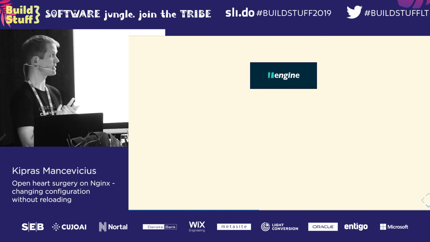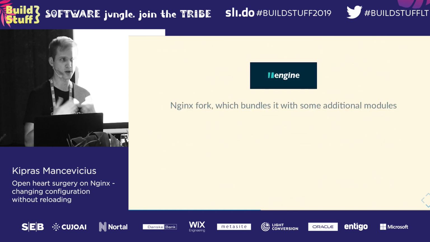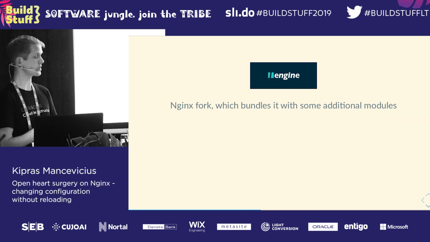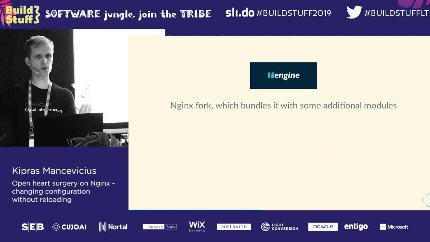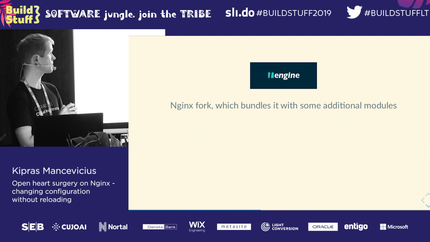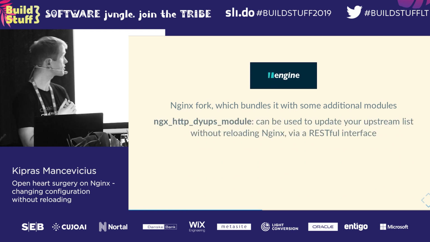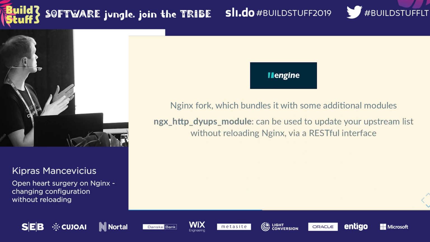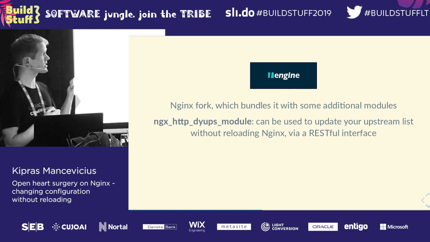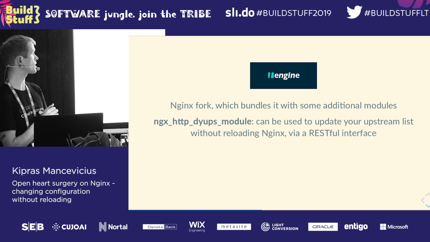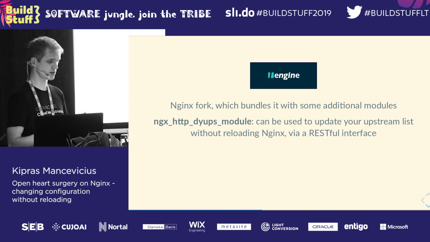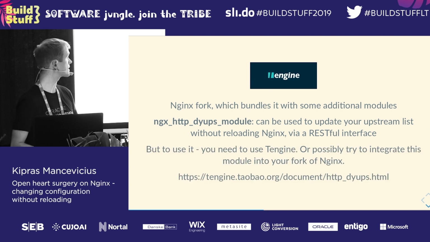Another option is T-Engine, and T-Engine is a fork of Nginx, which is a bundle. It takes Nginx, takes some third-party modules, bundles them all together, and ships them as one thing. One of those modules is called Diups, which stands for Dynamic Upstream. It works in a similar way to the Nginx Plus module. It allows you to update the upstream list, also with a RESTful interface. It's a different interface, but the gist is the same. You can change the upstreams without reloading or restarting Nginx.